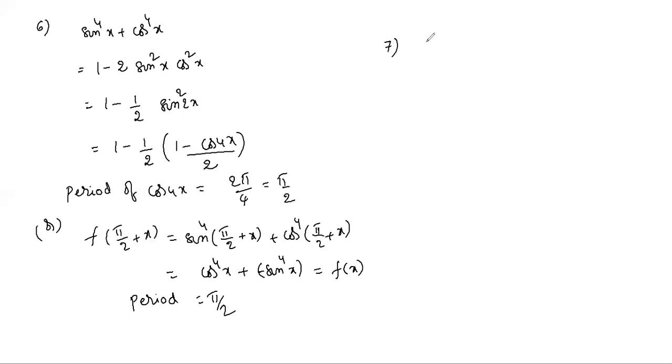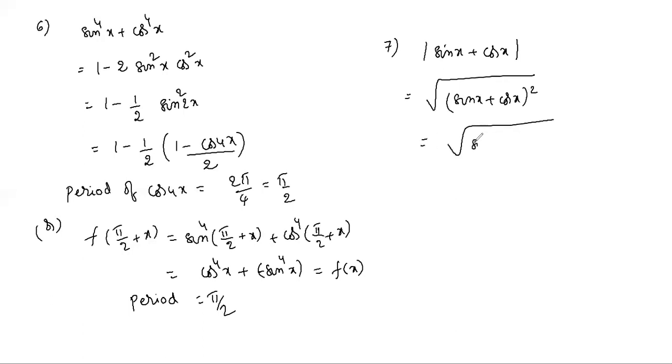Next, the period of the function mod sin x plus cos x. So mod sin x plus cos x, you can write as root of sin x plus cos x whole square. So root of sin x plus cos x whole square is sin square x plus cos square x plus 2 sin x cos x. So it equals root of 1 plus sin 2x, since sin square x plus cos square x is 1 and 2 sin x cos x is sin 2x.